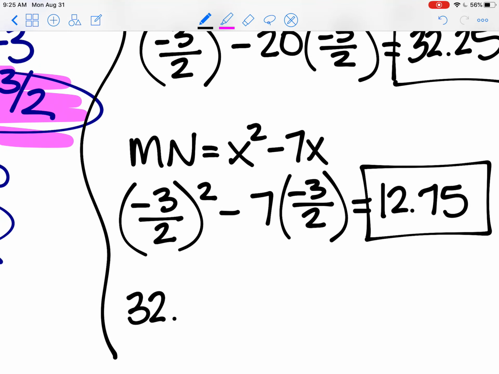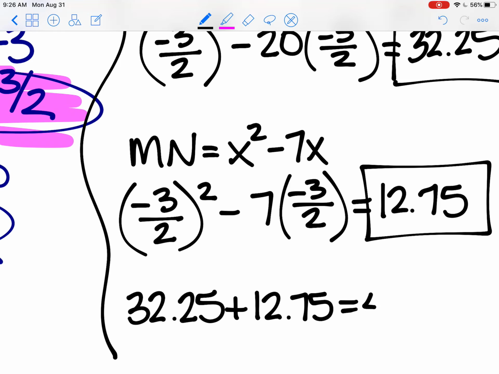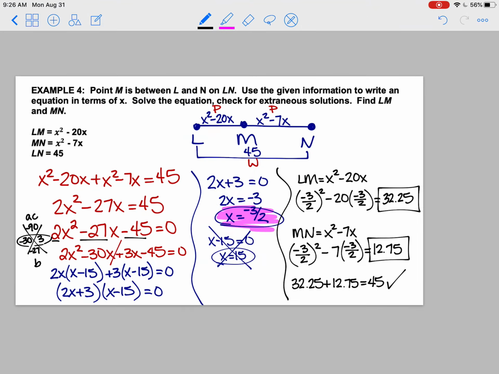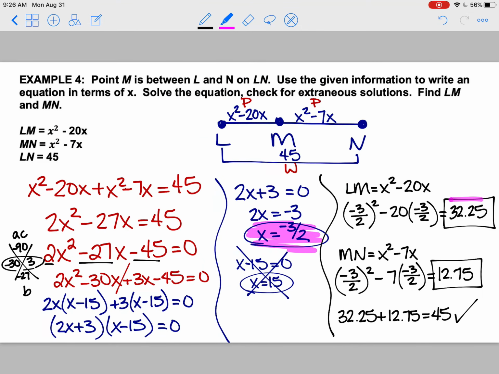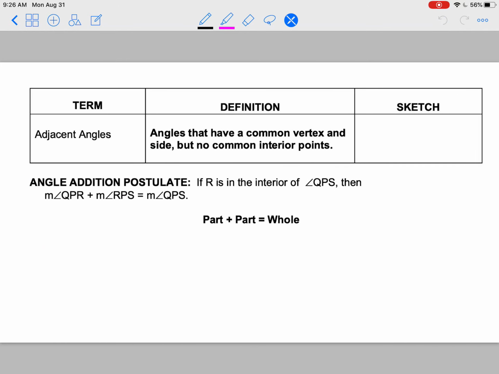Does 32.25 plus 12.75 give us 45? Does that work? Plug it in and check. We can see, yes, it does work. And so we know our final answers here for that problem. Okay, let's keep rolling through this.